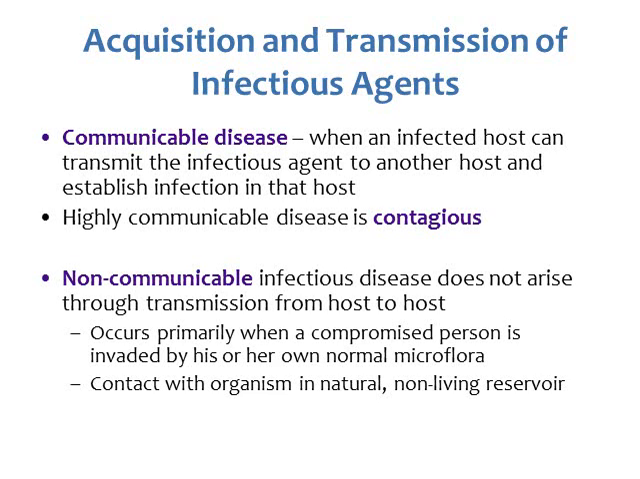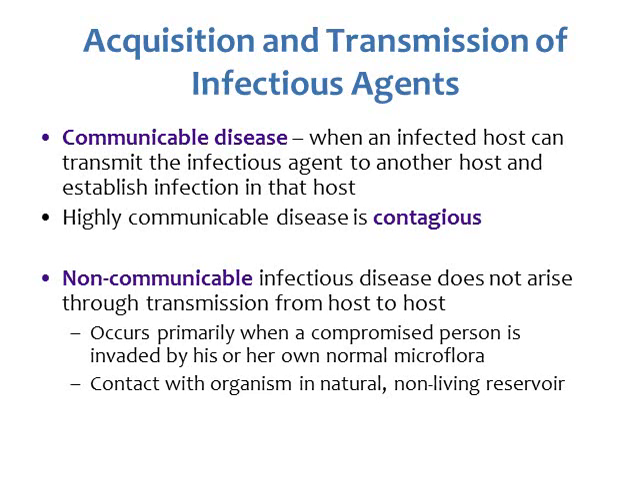Acquisition and transmission of infectious agents. Some diseases are able to be passed on from one host to another very easily. These are communicable diseases. That's when an infectious host can transmit the infectious agent to another host and establish infection in that host. Basically, this disease can be passed on from one person to another, one animal to another. Diseases that are easily passed on are considered to be contagious diseases.